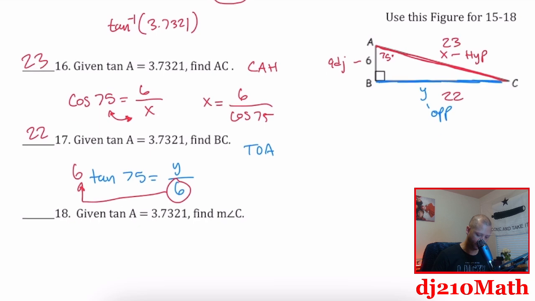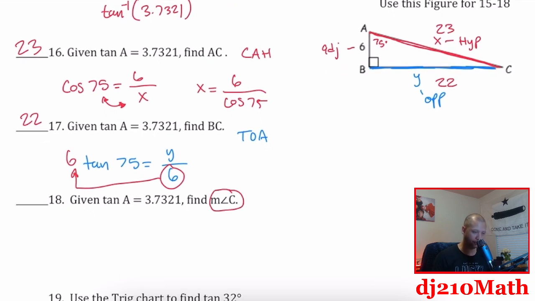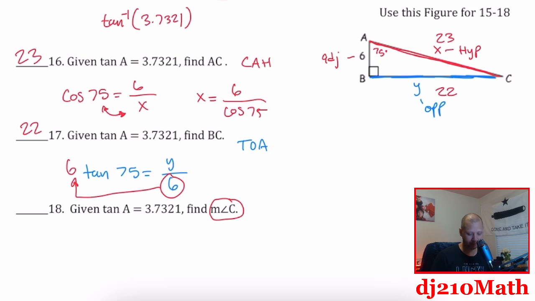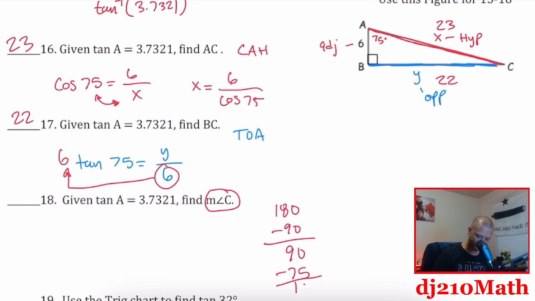Okay, we want to find the measure of angle C for 18. Now, we don't have to use any trig. We use common sense on this one. The basic fact is that a triangle has 180 degrees. So I do 180 minus 90, which is the right angle, so 90, minus 75, because I already know one of the angles. So 90 minus 75 is 15 degrees. That's 180 minus the other two, 90 and the angle I found.